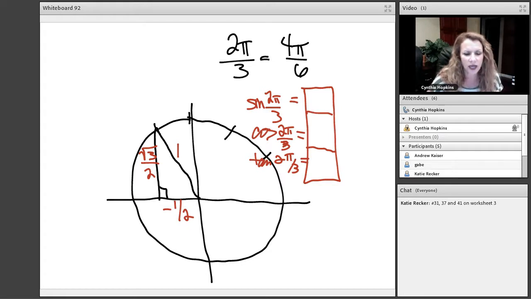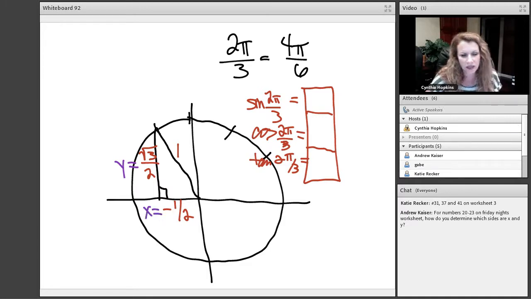Okay, so sine is y over r. So my y value, let's write those in. This is y. Why is it y? Because it's going up and down. Then my x is the -1/2. Why is it the x? Because it's going in the x direction, left and right. And then this is my radius of my circle.